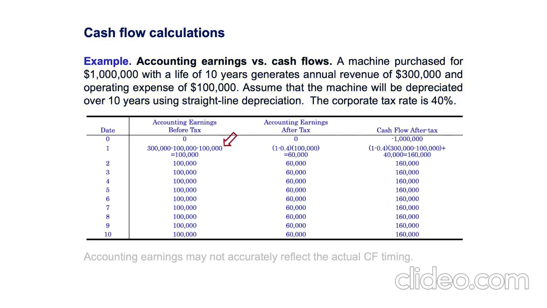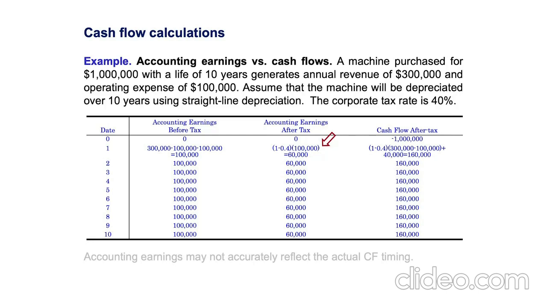The financial information on the project is summarized in the table. The first column gives the year. The second column gives the project's pre-tax accounting earnings. Starting from year 1, it is revenue minus expense minus depreciation, which equals 300, which is revenue, minus 100, which is expense, minus 100, which is the depreciation. And that gives $100,000 of pre-tax earnings. The third column gives the after-tax earnings, starting from year 1, that is 1 minus the tax rate times the earnings, which is $60,000.